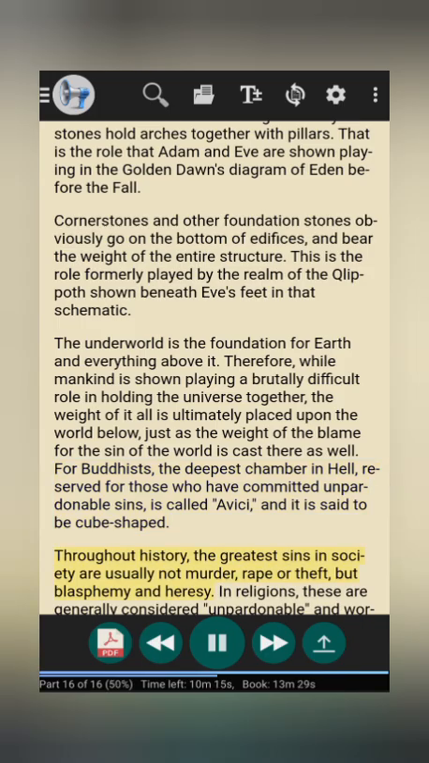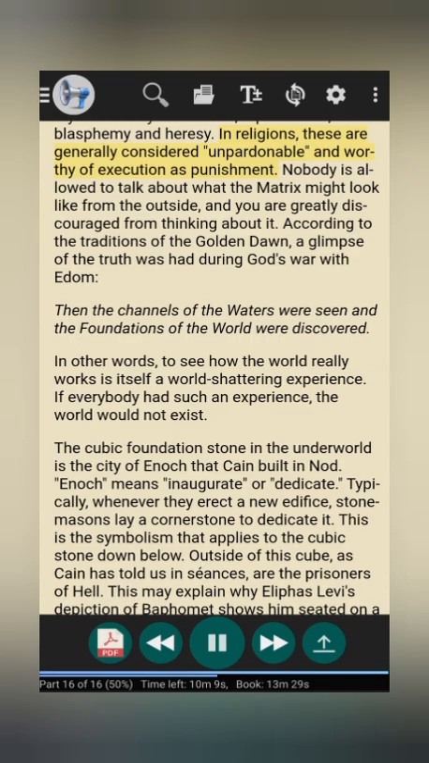Throughout history, the greatest sins in society are usually not murder, rape, or theft, but blasphemy and heresy. In religions, these are generally considered unpardonable and worthy of execution as punishment. Nobody is allowed to talk about what the matrix might look like from the outside, and you are greatly discouraged from thinking about it.